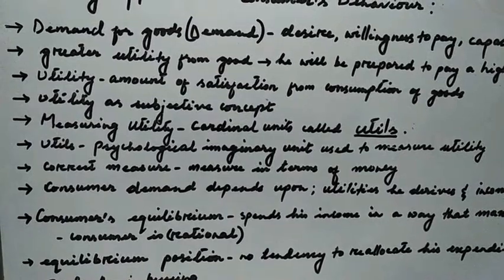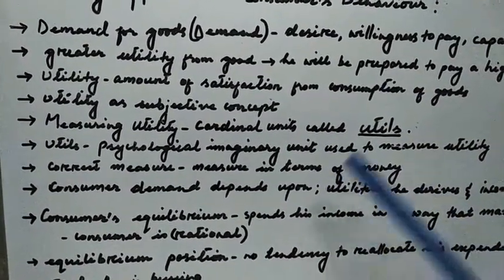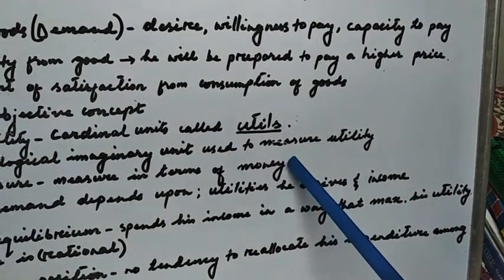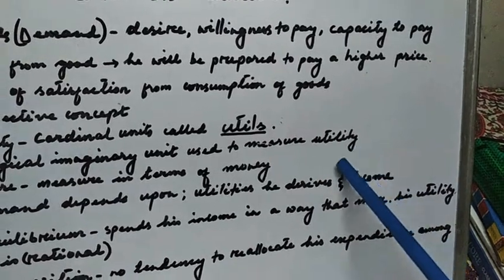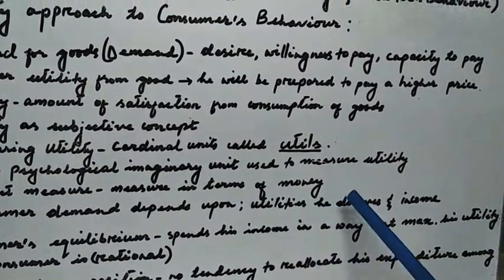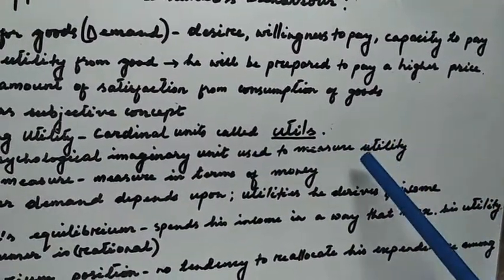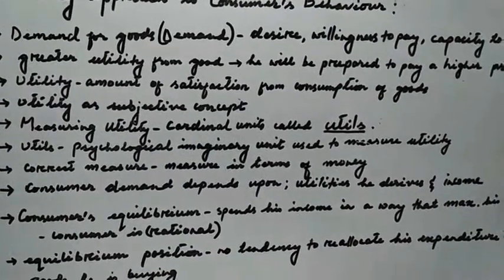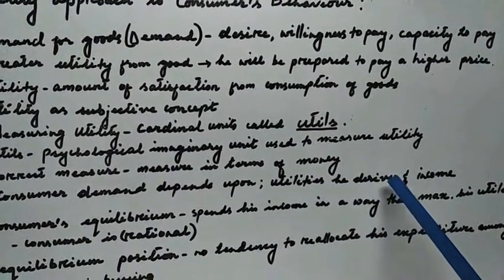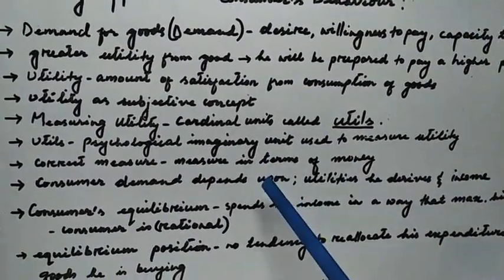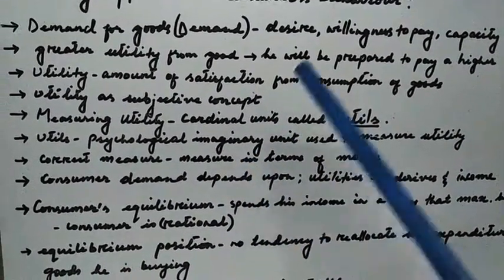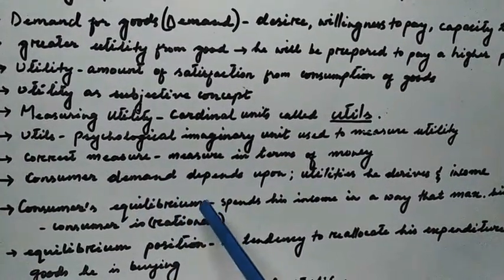And consumer demand for that good or service depends upon two things: the utility he derives in consumption of that good, and the level of income that he gets. So a consumer will demand goods based on the utility he derives from that good and his given level of income. Since a consumer depends on the utilities he derives from the goods and his level of income, he has to see at what point is the equilibrium point. So, consumer's equilibrium point.